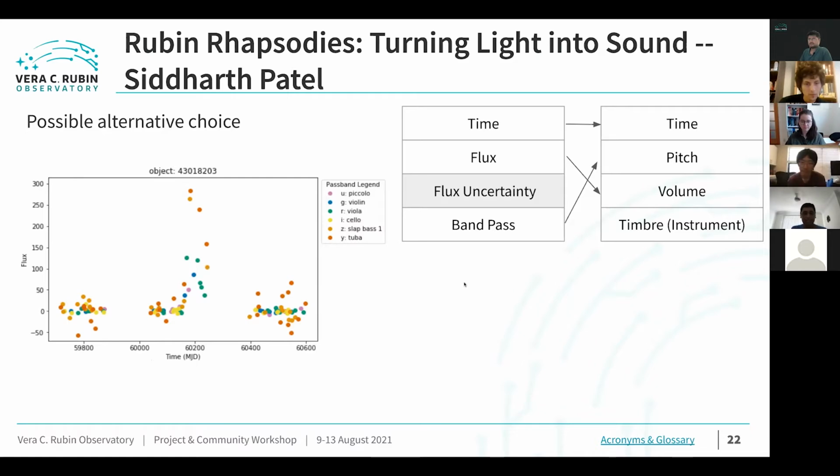So there isn't a single or standard way to map features to sound properties. Here, for example, we can have an alternate mapping where we map time to time as usual, but instead map flux to volume and bandpass to pitch. But in this example, we lose information on the uncertainty. So let's play the sonification.